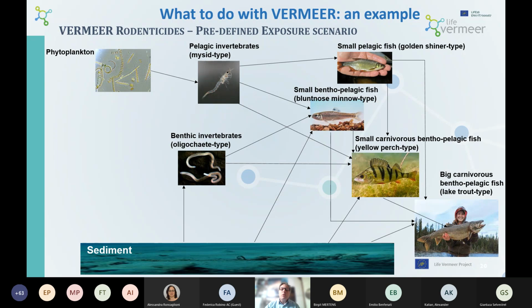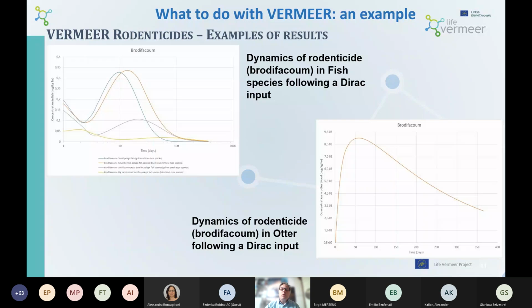With this predefined scenario, you can run a simulation, and I show here some examples of results. We have run this scenario with different rodenticides, for example, Brodifacoum, and you can simulate the concentration of this rodenticide in different fish species and also in mammal species, in this case otter, considering a direct input, so an input during 1 day and 0 after this direct input.